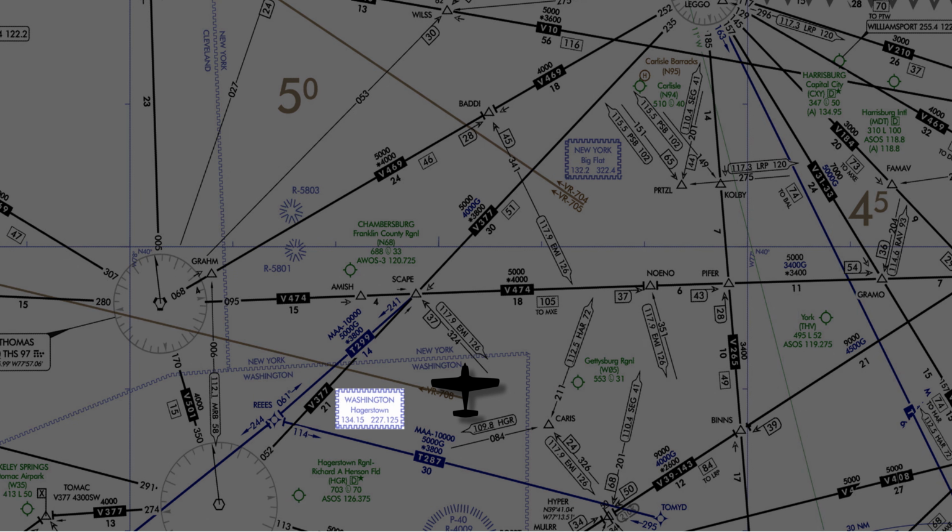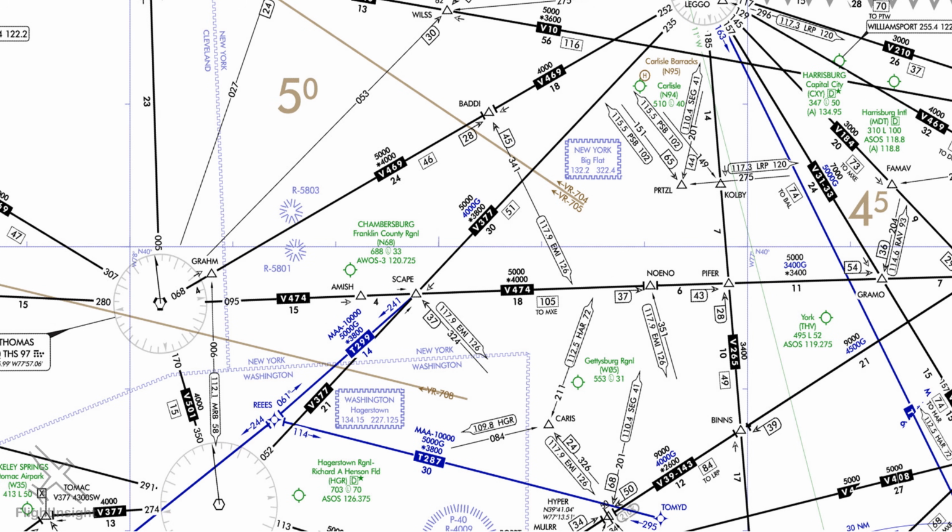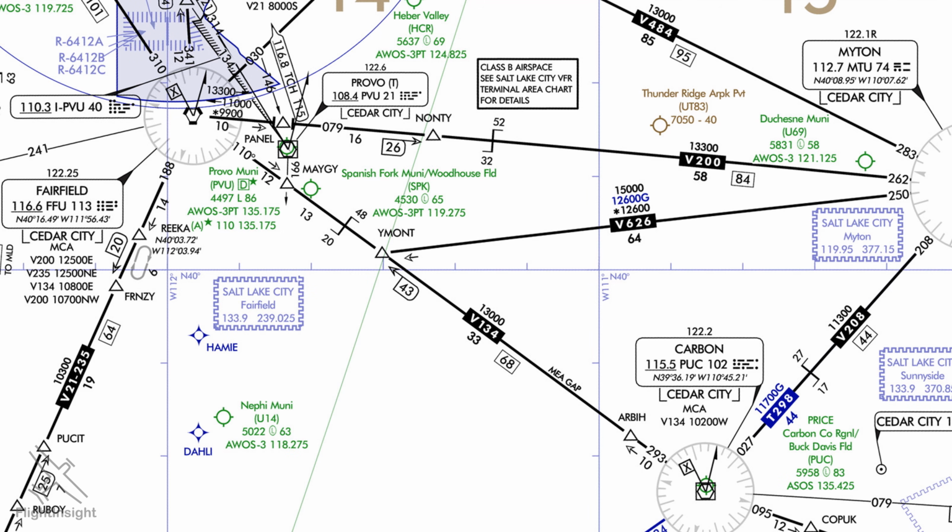In this area, Washington Center would be reached through the Hagerstown site on 134.15, and New York Center, the Big Flat site, would be reached on 132.2. Now, these sites are remote outlets that are connected to the ARTCCs, which could be hundreds of miles away by landline or microwave connection.